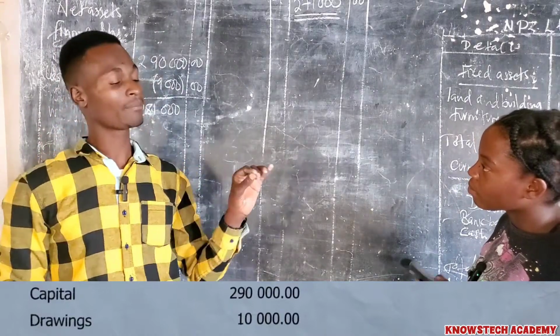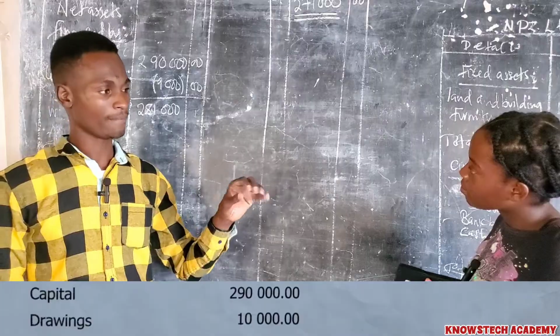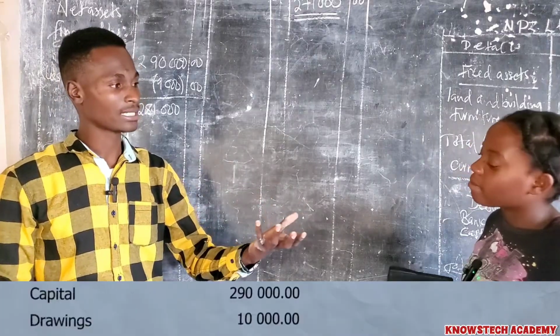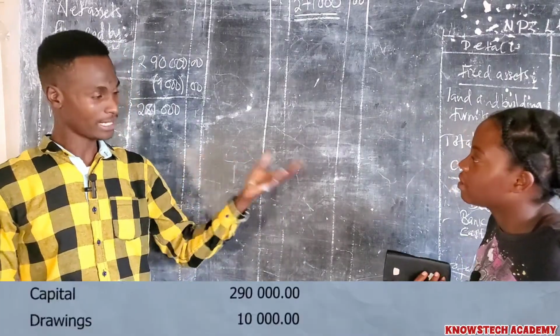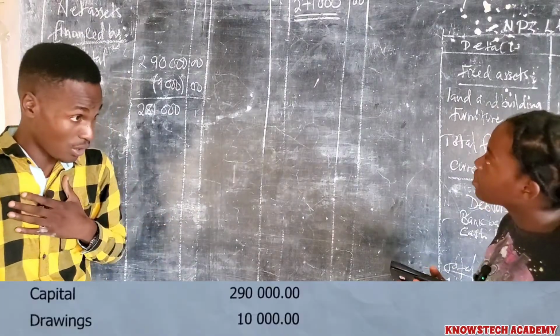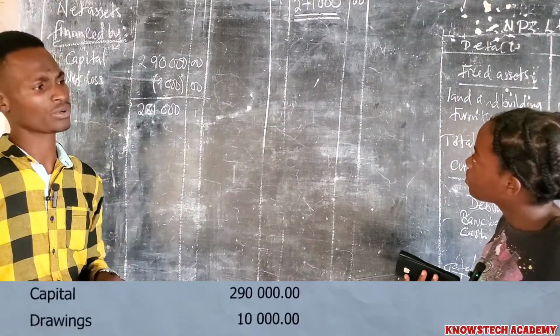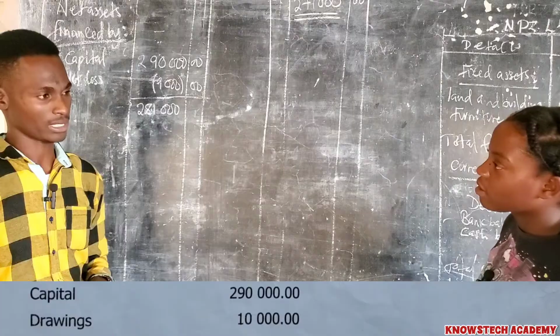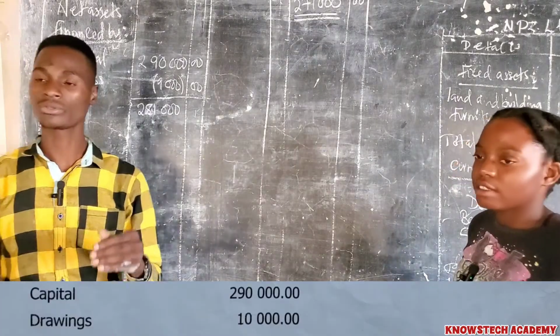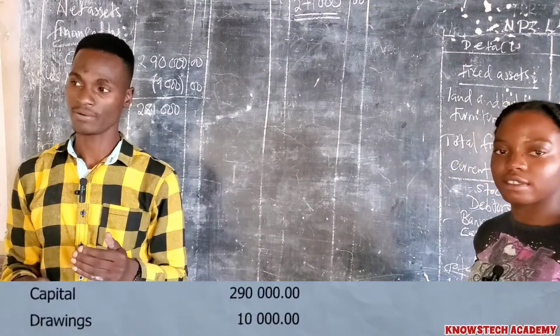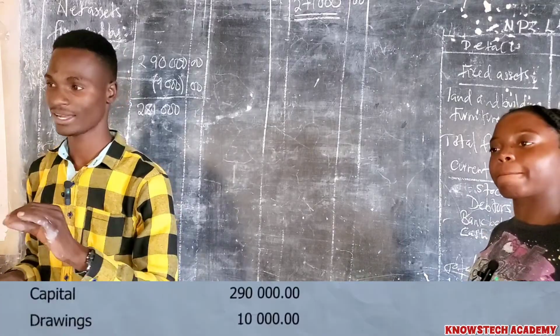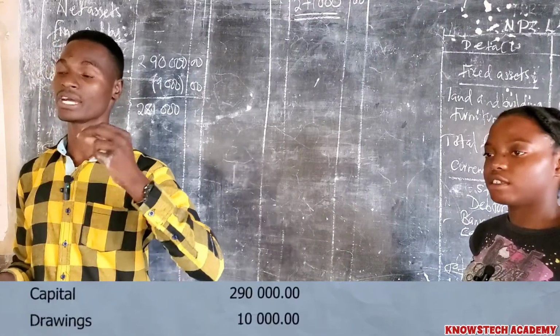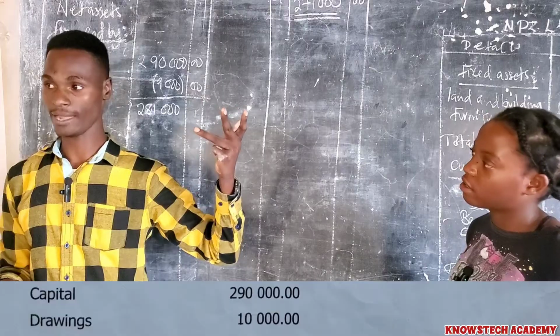If I thought you, the owner of the business, at some point you decided to withdraw some money or items from the business for personal use. What do you call that? Drawings. It is called drawings. But when you withdraw money from the business, it's a contra entry, and it's going to reflect in the cash book there.